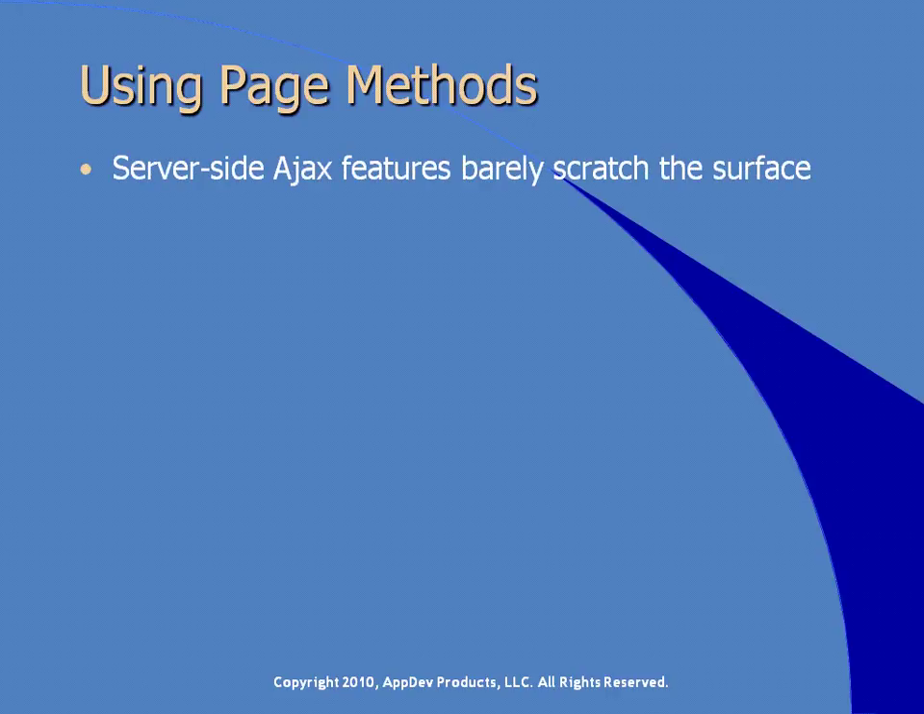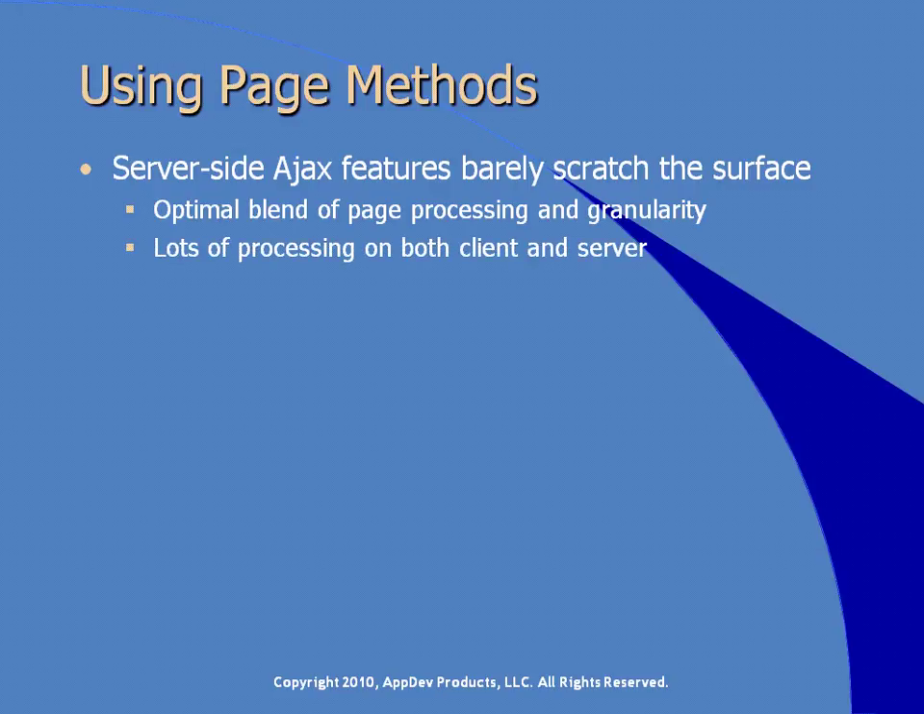The server-side features in ASP.NET AJAX only scratch the surface of the promise of true AJAX. They combine what many consider to be an optimal blend of ASP.NET page processing with the granularity of AJAX. Server-side AJAX requires a lot of processing on both the client and the server to make the magic happen, which for many applications is an acceptable compromise to gain responsiveness to the user and productivity during development.